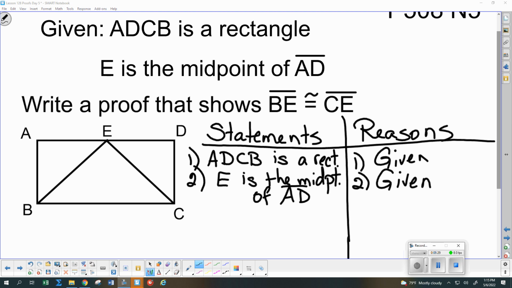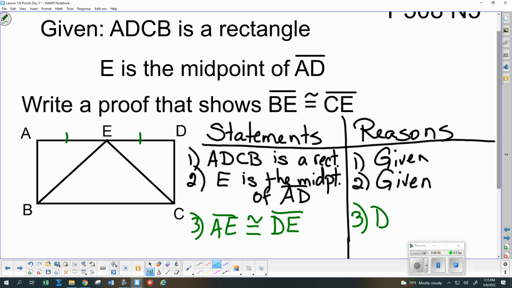What can we say because of number 2? If E is the midpoint of AD, what are we going to be able to mark on the picture and then write down in our proof, Riley? Excellent. I love the way that you switch the order around. So AE is congruent to DE, and that was definition of midpoint.